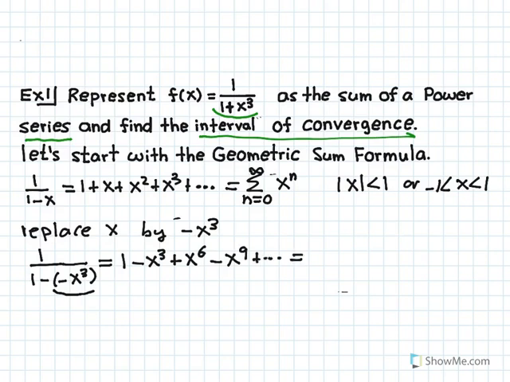In compact notation, this is going to be summation n equals 0 to infinity of minus x cubed to the power of n. Raise everything to the power of n. Remove the negative sign from inside the brackets. We get n equals 0 to infinity, minus 1 to the power of n, x to the power of 3n.